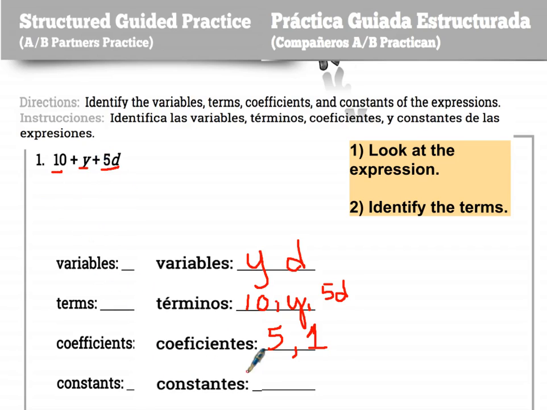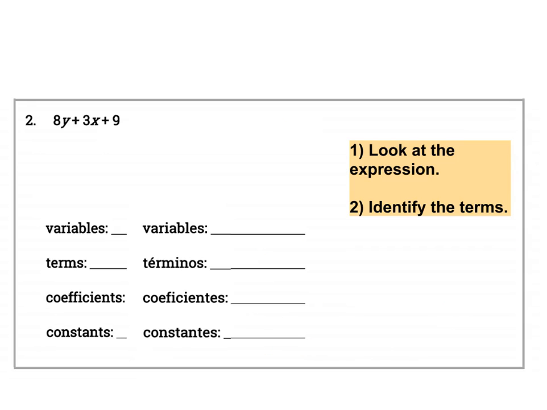And then constants. The constant is 10. Okay? Let's check the second structured guided practice. Again, I want my variables. I have a y and I have an x. And terms, I have 1, 2, 3 terms: 8 times y, 3 times x, and 9.